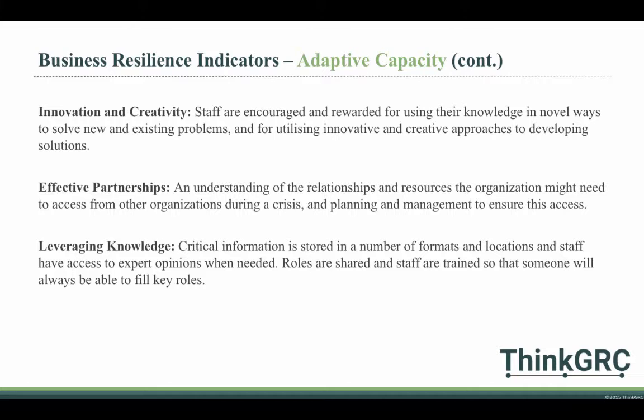The next 3 adaptive capacity resiliency indicators are identified and defined as the following. Next is innovation and creativity. It is defined as staff being encouraged and rewarded for using their knowledge in novel ways to solve new and existing problems, and for utilizing innovative and creative approaches to developing solutions. Next is effective partnerships. That's an understanding of the relationships and resources the organization might need to access from other organizations during a crisis, and planning and managing to ensure this access.